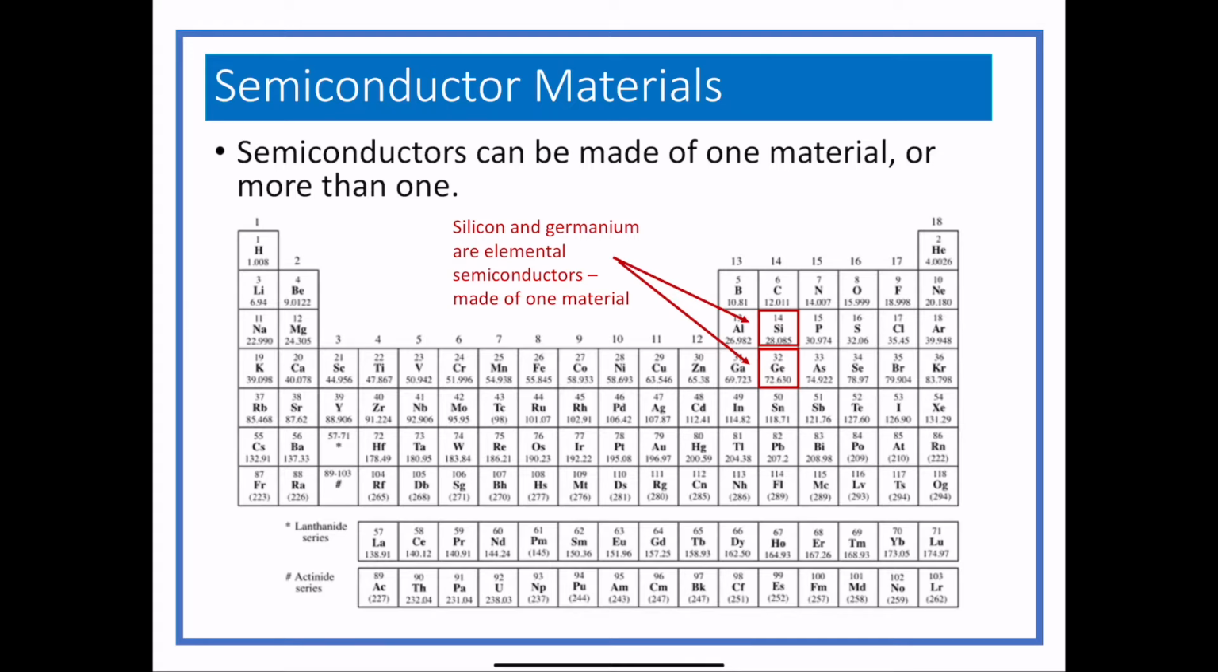Elemental semiconductors are made of one material, most of the time silicon, and in here just about all the time it's going to be silicon. You can also make them out of compounds from the columns to the left and the right of silicon or germanium. Gallium arsenide is a really, really common combination of atoms that can also make up semiconductor devices. And then there are plenty more. You can make lots and lots of combinations.